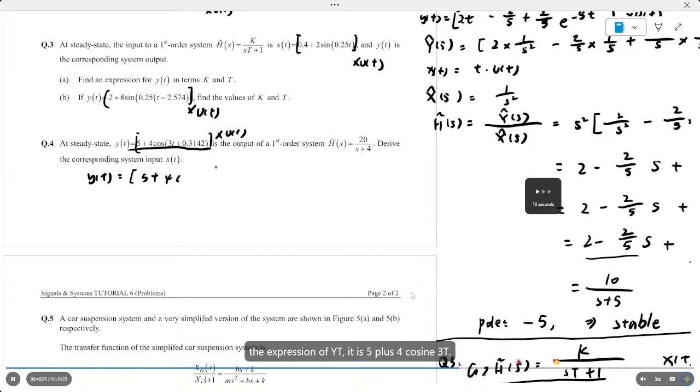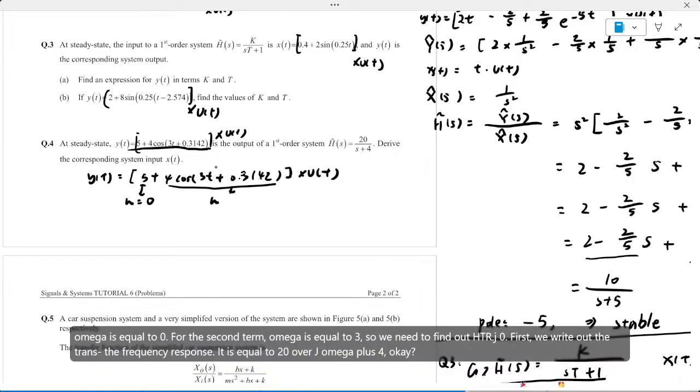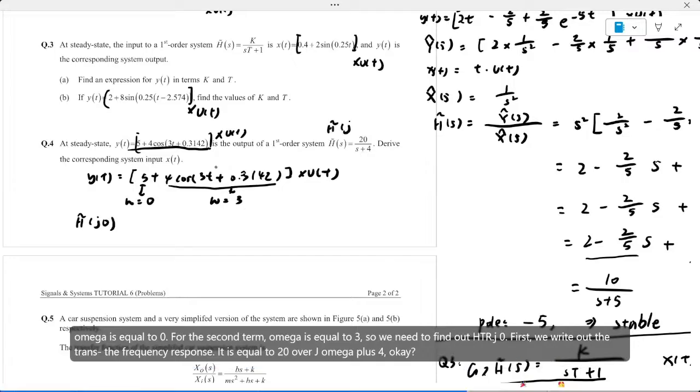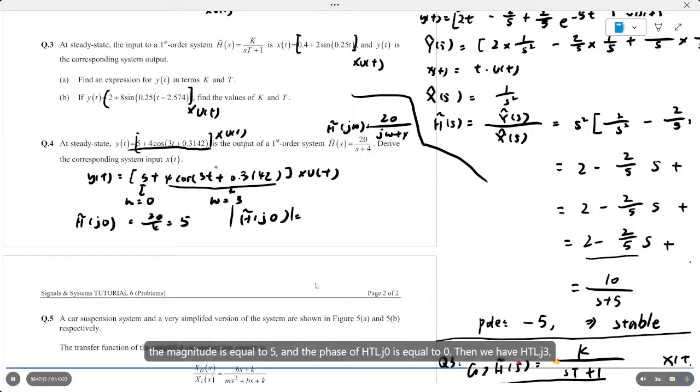It is 5 plus ... multiplied by u(t), and then we have two frequency components. For the first term, omega is equal to 0. For the second term, omega is equal to 3. So we need to find out H(j0). First, we write out the frequency response. It is equal to 20 over j omega plus 4. Okay, so H(j0) will be equal to 20 over 4, which is equal to 5. The magnitude is equal to 5, and the phase of H(j0) is equal to 0.